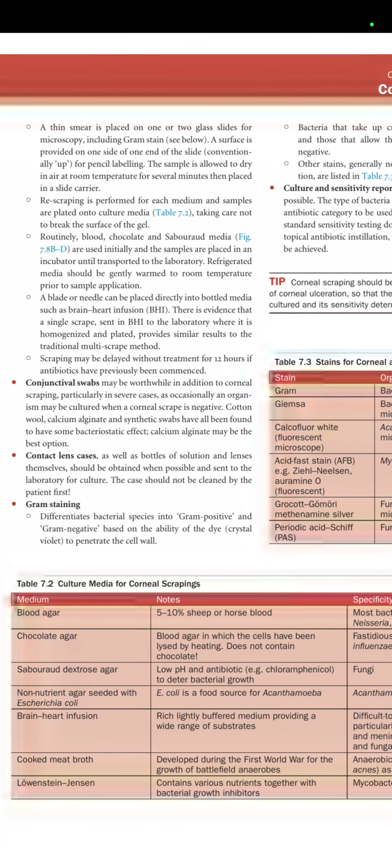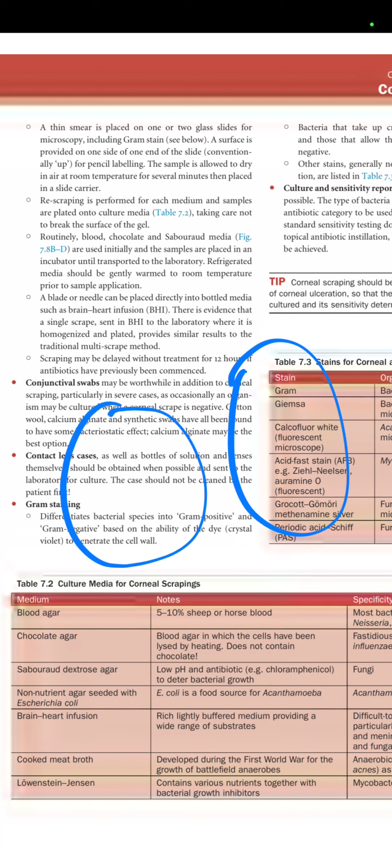Re-scraping is performed for each medium, and samples are plated onto the culture medium. We take the different culture medias, and we tend to put each different sample in each of the media, taking care not to break the surface of the gel.